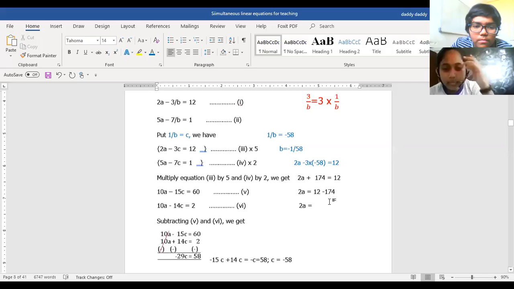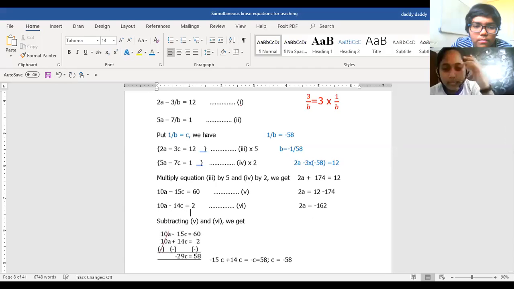Wait. Let me check. 4 minus 2 is 2. Ma'am, but it is minus. And 17 minus 1 is 16. And then in the next line, you will finally get the value of a, which is minus 81.